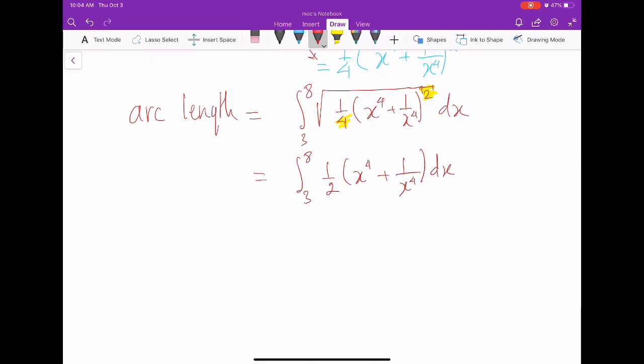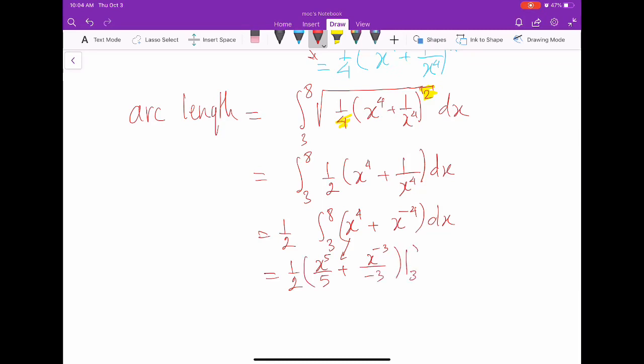All right, so this integral is pretty easy. I can write just 1/2, and then the integral from 3 to 8 of x to the 4 plus x to the -4 dx. So I took 1/2 out of the integral, and I rewrite 1 over x to the 4th as x to the -4 because I want to use the power rule. So this is equal to 1/2 times the antiderivative: x to the 5th over 5 plus x to the -3 over -3, evaluated from 3 to 8.